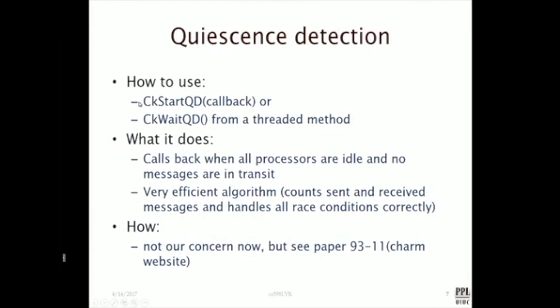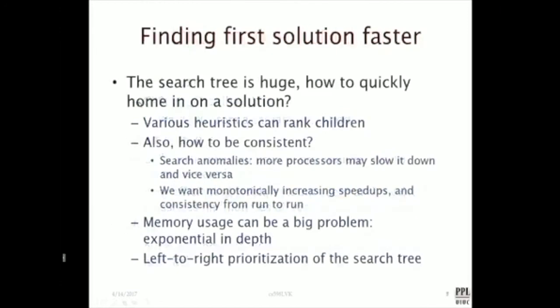But this is, I think I'll skip over questions, that's Charm specific. One interesting problem is, if you're just interested in finding one solution, how do you go about speeding that up? Normally, sequentially, you would have ordered your search. When you create children, you would say, oh, that child is more likely to have a solution, I'll explore that first. So there is a certain kind of ordering that you would follow sequentially. How would you use that heuristic in parallel?